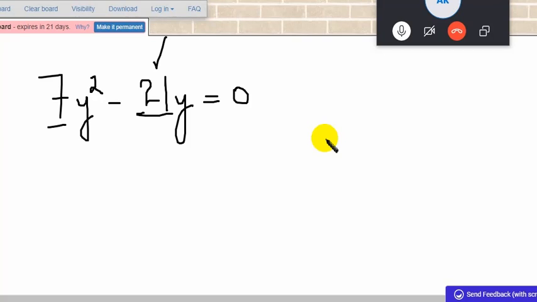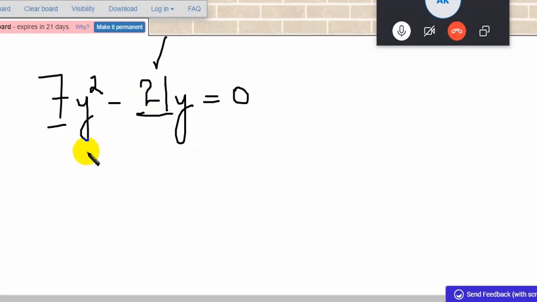So here we have a question that is 7y squared minus 21y equals 0. So we are required to solve this equation using the factorization method. So first of all, we need to factorize this equation.